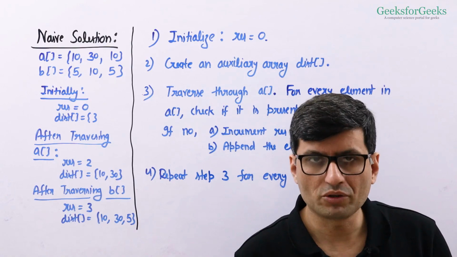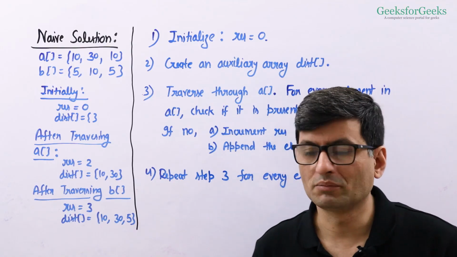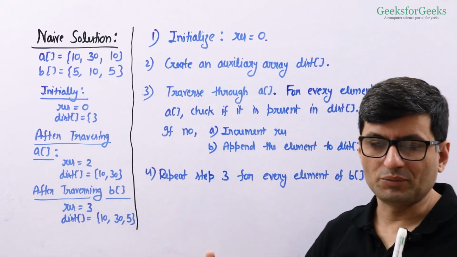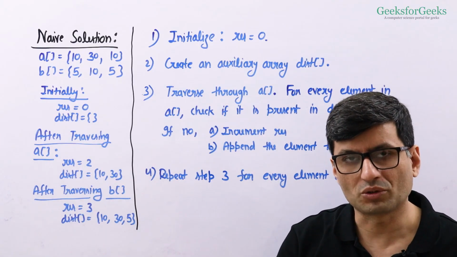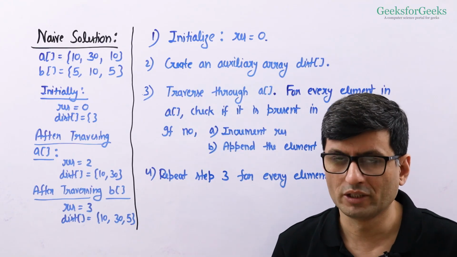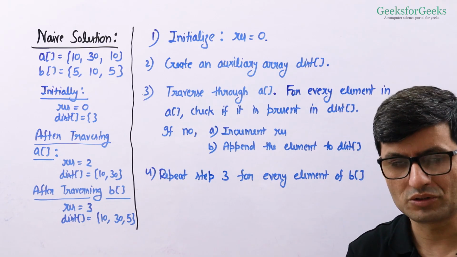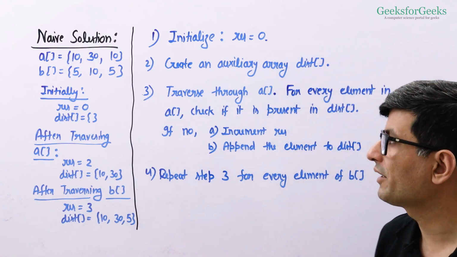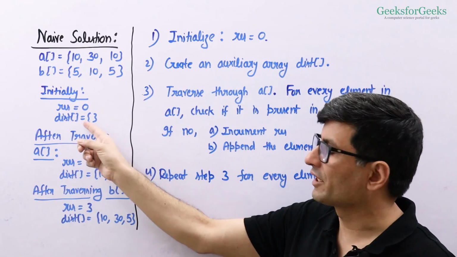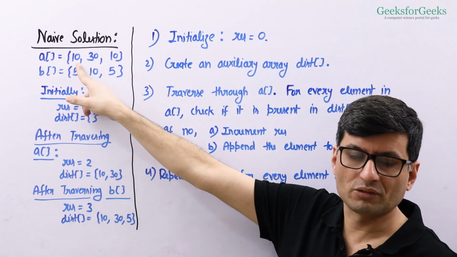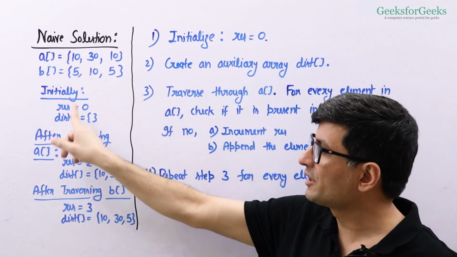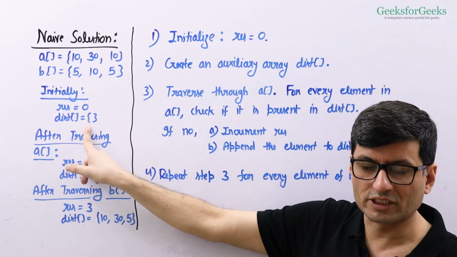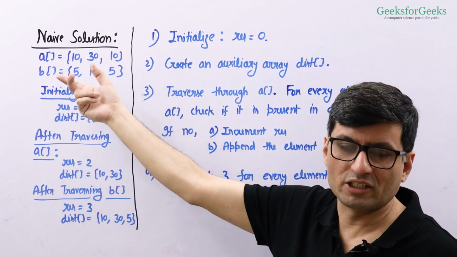Let us first talk about a naive solution to solve the problem. The idea is simple. We initialize our result as 0, right? And we create an array distinct to store the distinct elements of A and B both. This is the array we are going to use to check if an element has already been seen or processed or not, right? So what we do is we initialize this array as empty. We traverse through elements of array A, right? And if this element is not there in the distinct array, we append it into the distinct array, right? And we increment the result by 1.